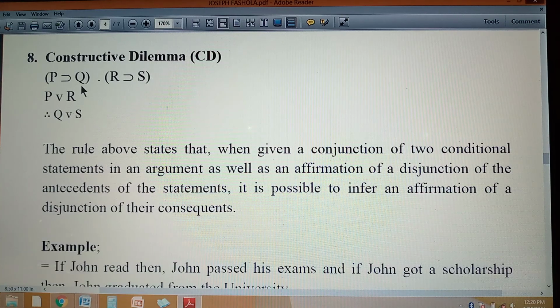And then we have constructive dilemma. For constructive dilemma, you must have two conditional statements that are joined with a conjunction sign as a premise. And then you should have as another premise a disjunction of their antecedents, P wedge Q. This is the antecedent of this statement, and this is the antecedent of this statement. And then you can infer as your conclusion a disjunction of their consequents.